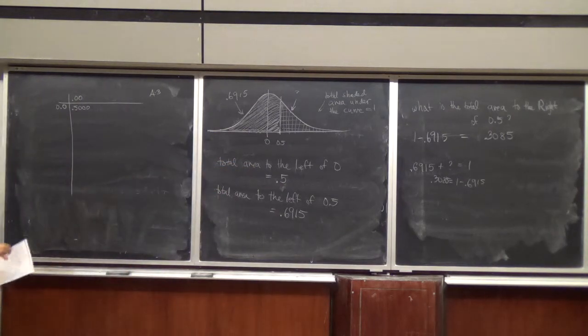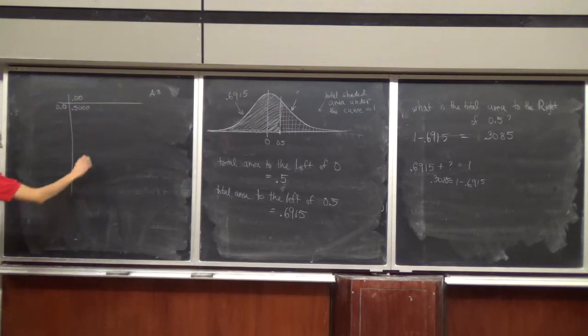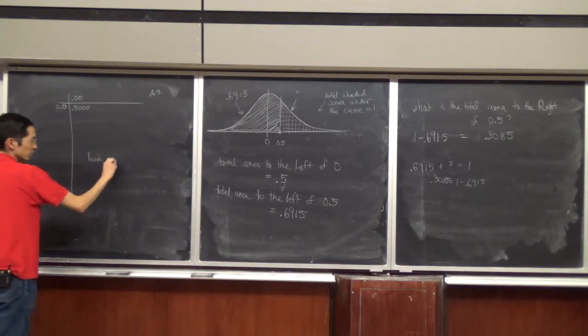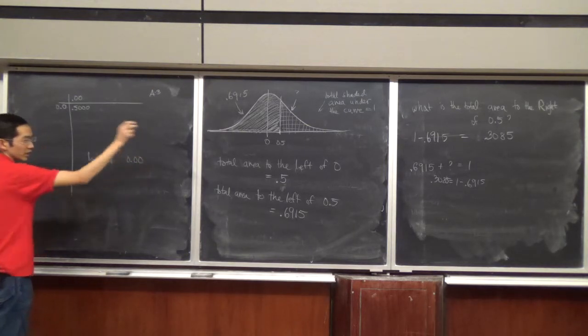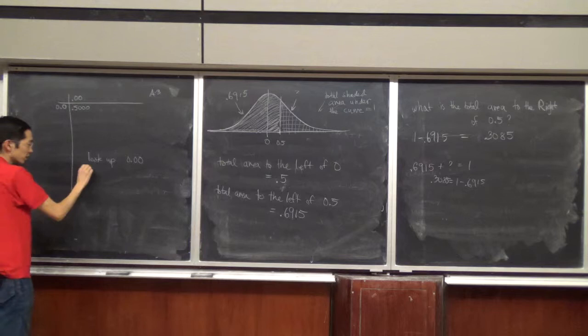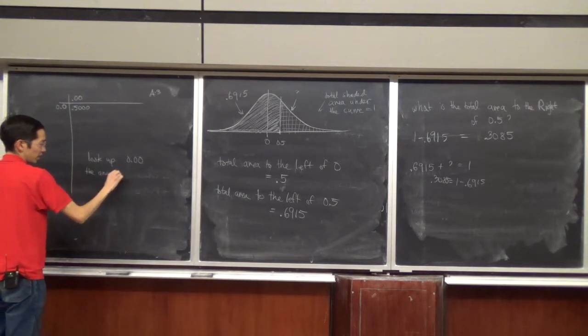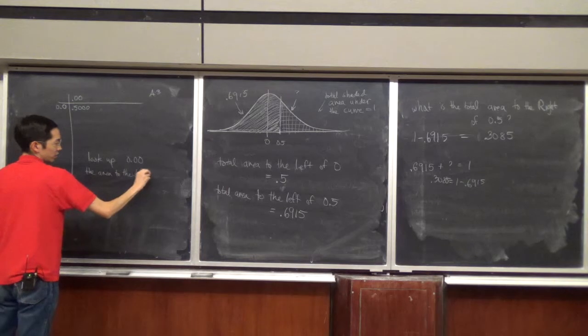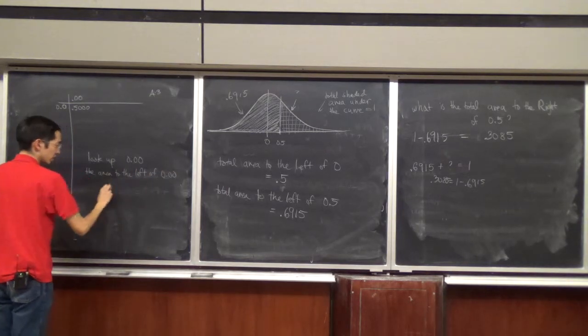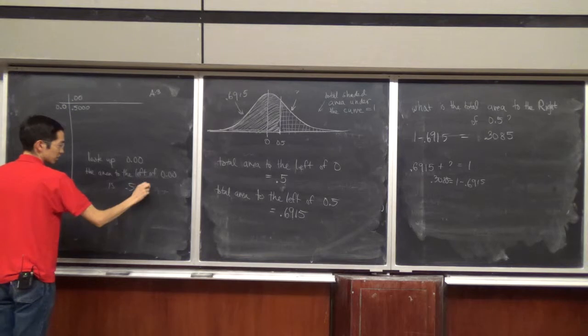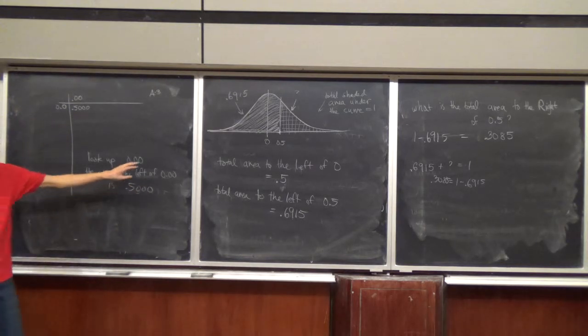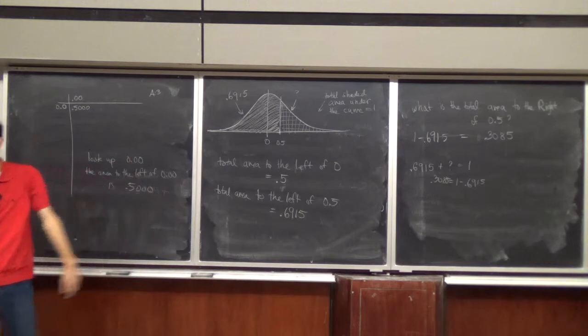Okay? So the table always gives us, you look up numbers up to 2 decimal places, and the table gives you areas up to 4 decimal places. Okay? So we are looking up 0.00, that's how we would express 0, and the area to the left is 0.5000. Okay, so this is exactly the same thing that we have written.